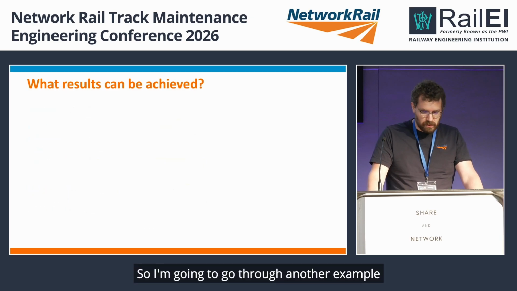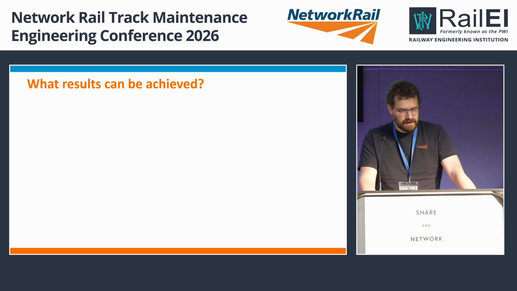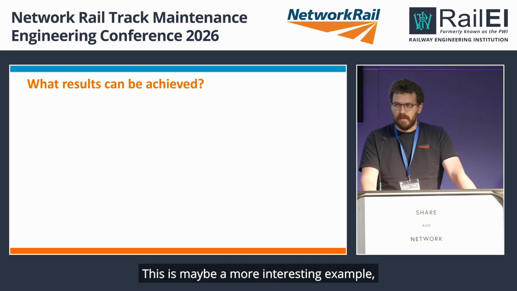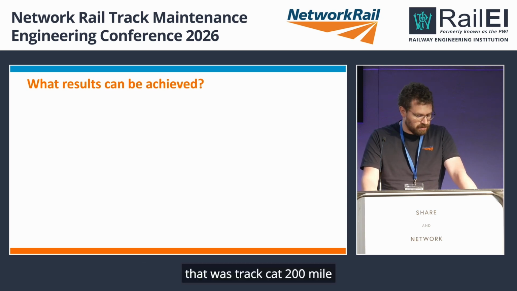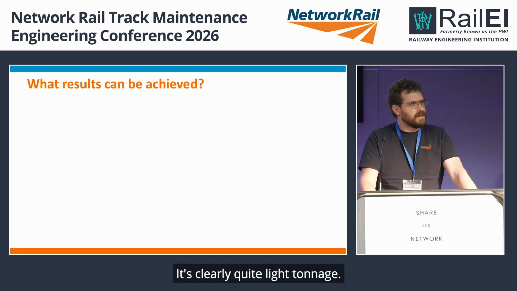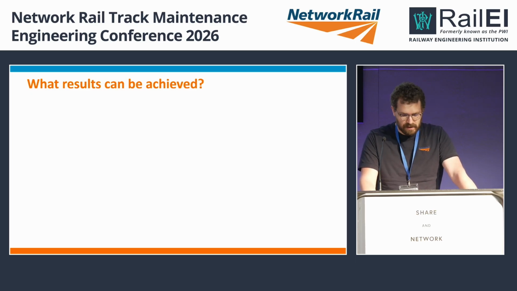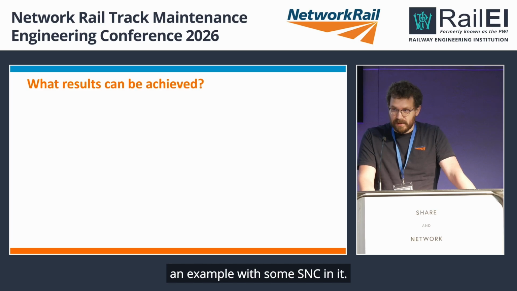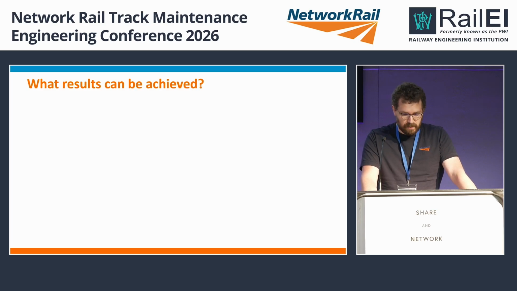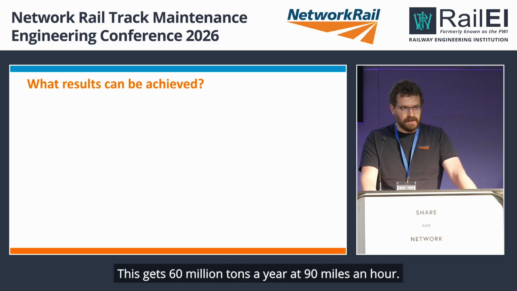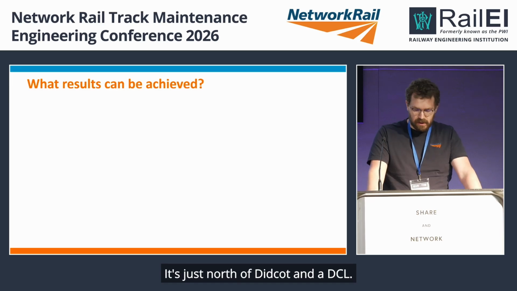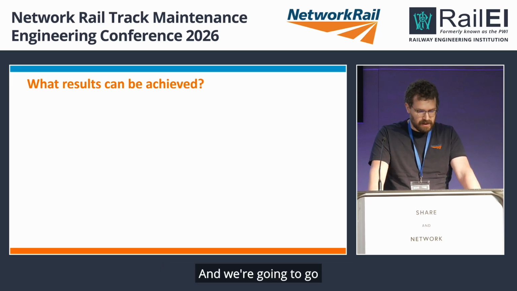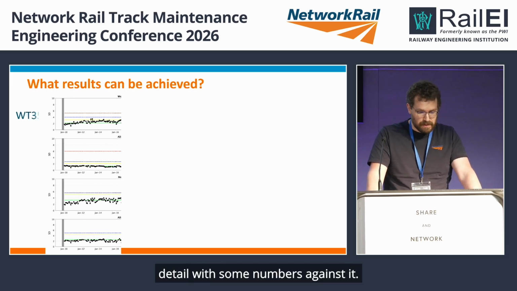So I'm going to go through another example with some numbers. This is maybe a more interesting example because you will say, okay, well, that was track cat 200 mile an hour. It's clearly quite light tonnage. It might be fairly easy to do that. So now we're going to look at an example with some S&C in it. This gets 60 million tons a year at 90 miles an hour. It's just north of Didcot on the DCL. And we're going to go through this in a little bit more detail with some numbers against it.